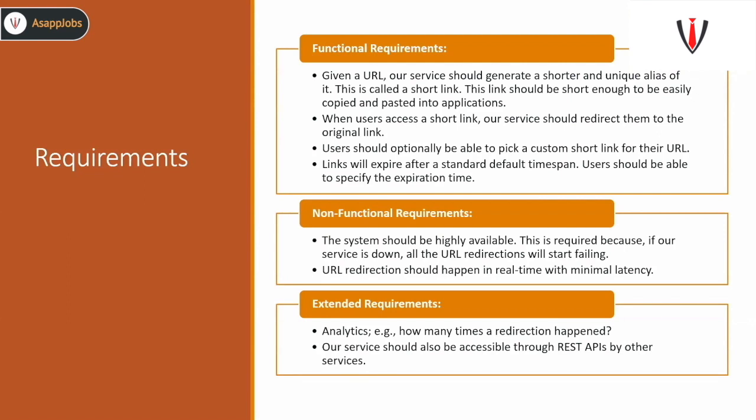So what are these requirements in this case? Given a URL, our service should generate a shorter and unique alias of it. This is called a short link. This link should be short enough to be easily copied and pasted into the application. When users access the short link, we should redirect them to their actual original link. A user should optionally be able to pick a custom short link URL. So I could say, hey, I want it to be ABCD or whatever, and that could be the short link. And after some standard default time span, the links expire, and maybe have that configuration. Customers can say, I want it for so and so duration. So those become your functional requirements.